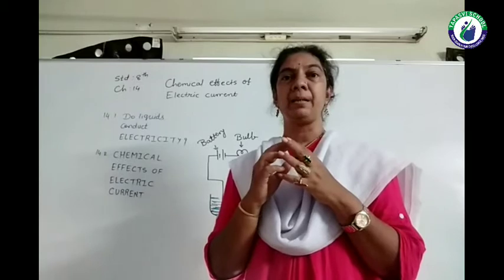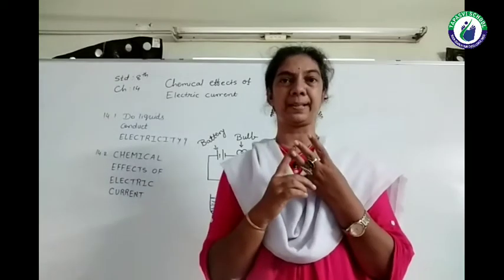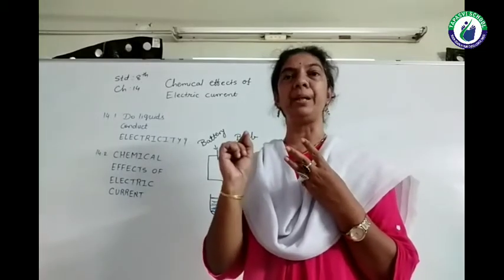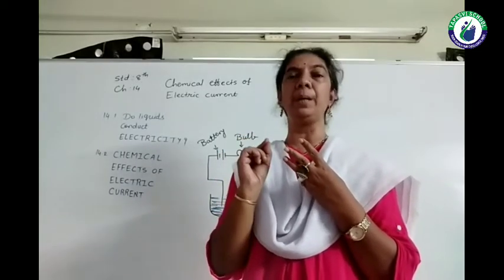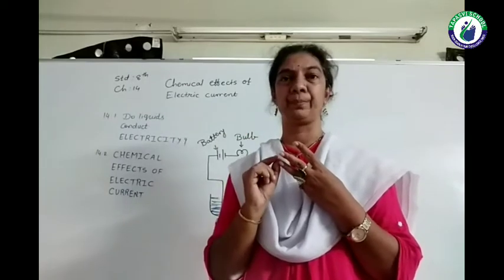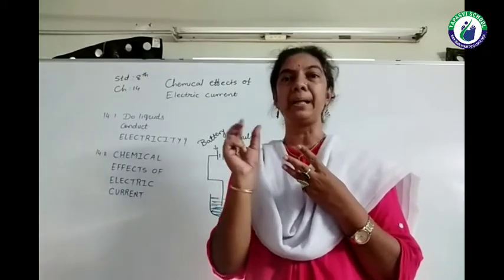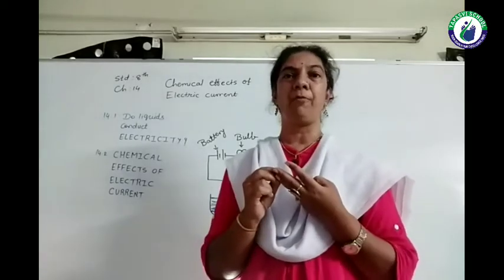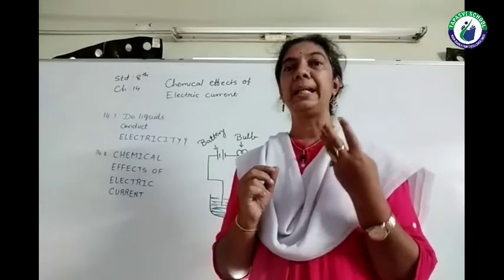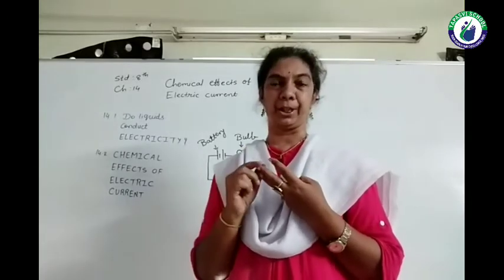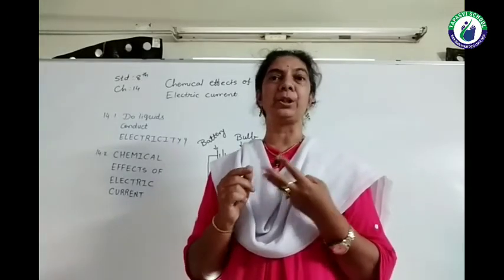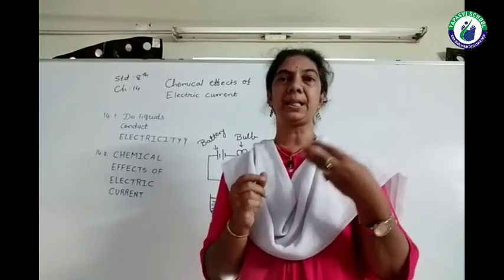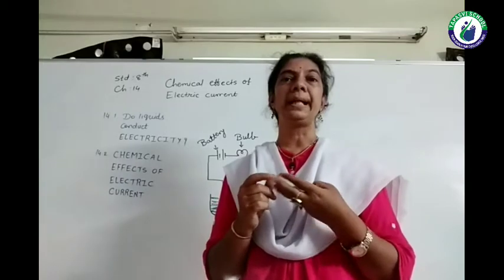we can see three types of effects. If we have an LED, that is a light emitting diode, a very small bulb, it will glow. If we have a magnetic compass and bring it near that flow of current, the needle will show deflection. That activity I will also show you in the next video. And there is some evolution of gas.